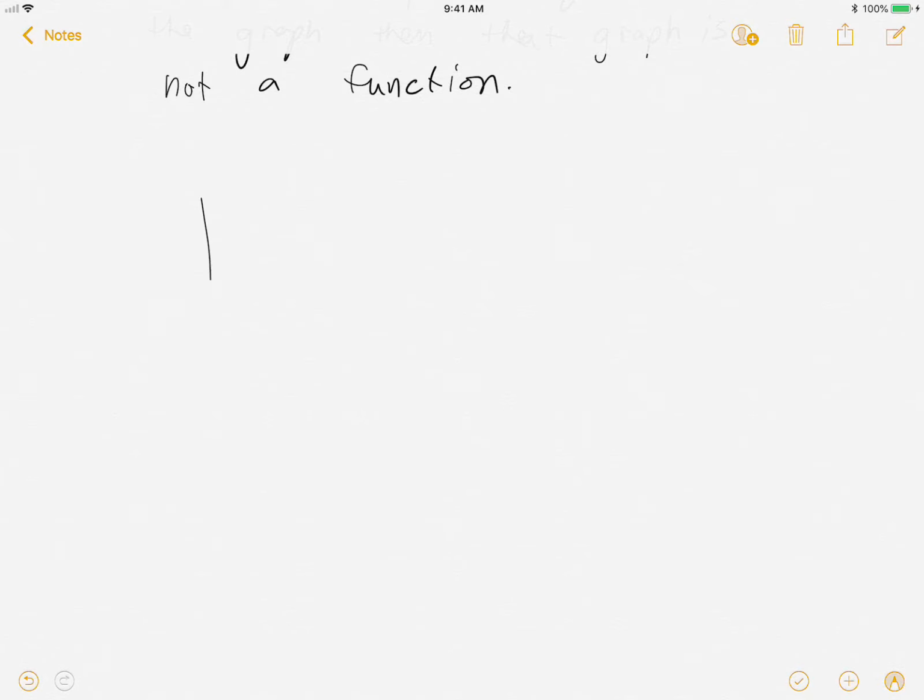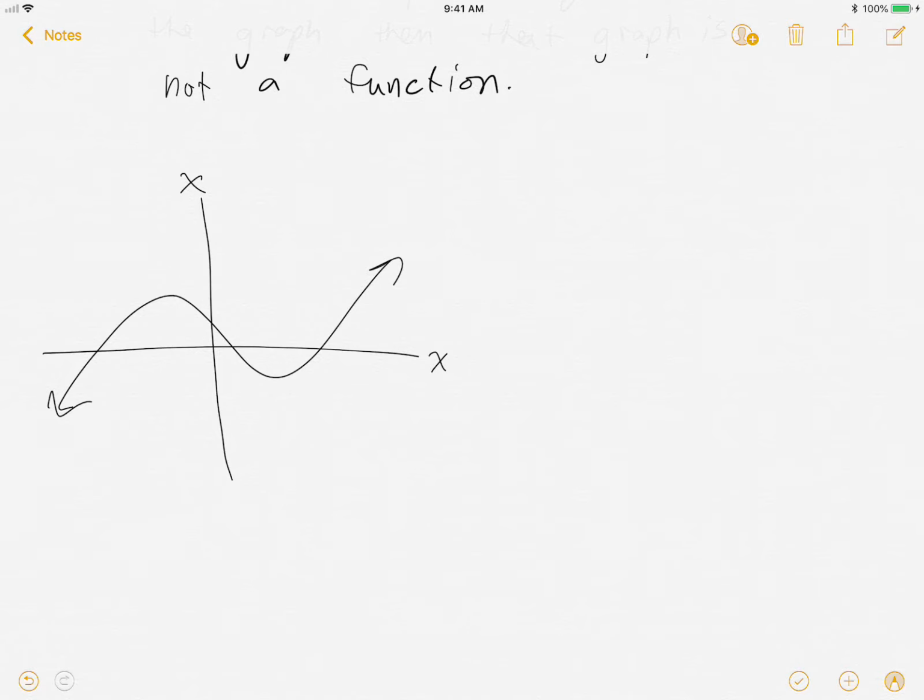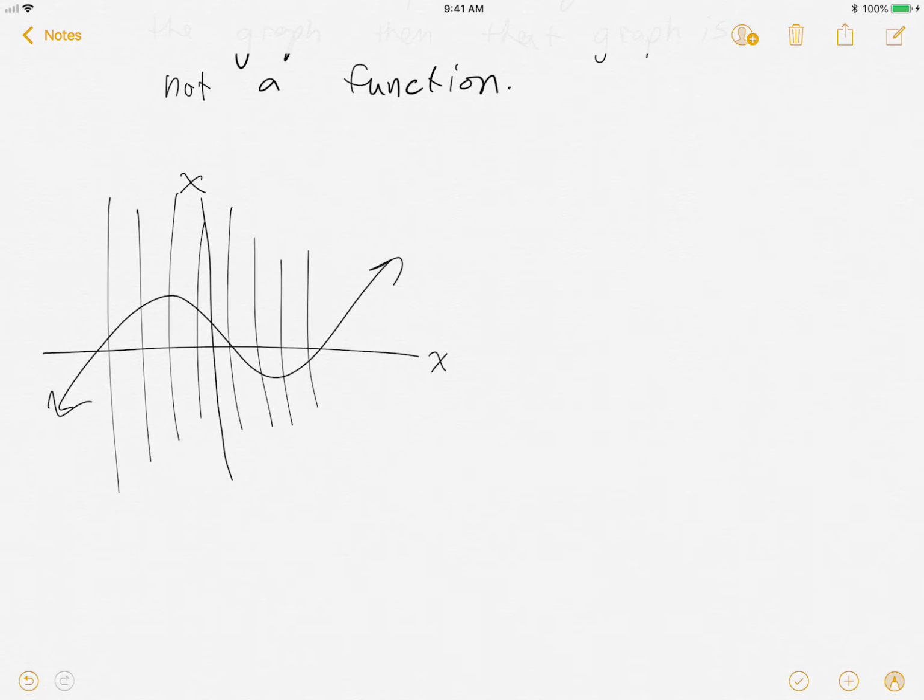Say I have a graph. If you look at this graph, there is nowhere on this graph where a vertical line, a perfectly vertical line, will intersect that graph at more than one place. It's always going to intersect it at one place. So this guy is a function.